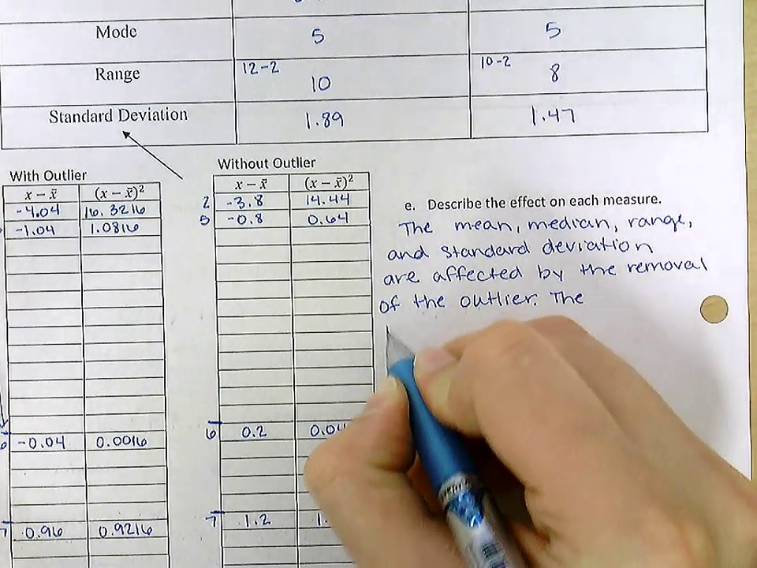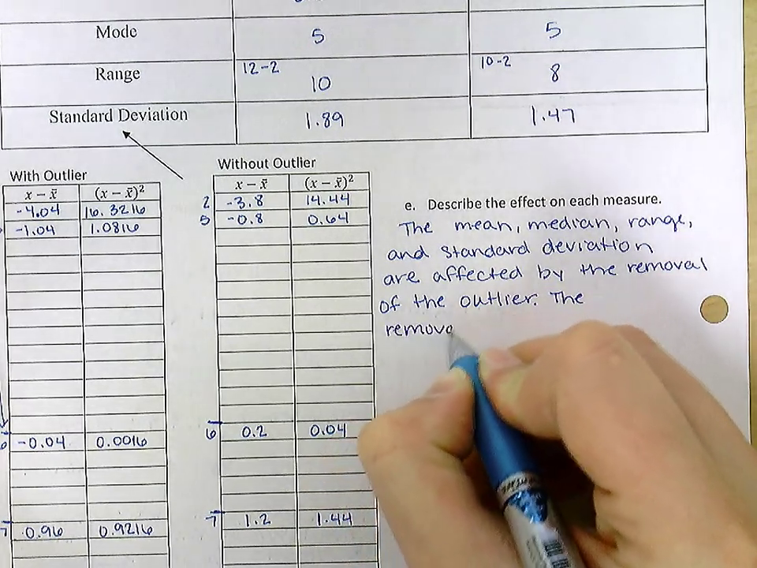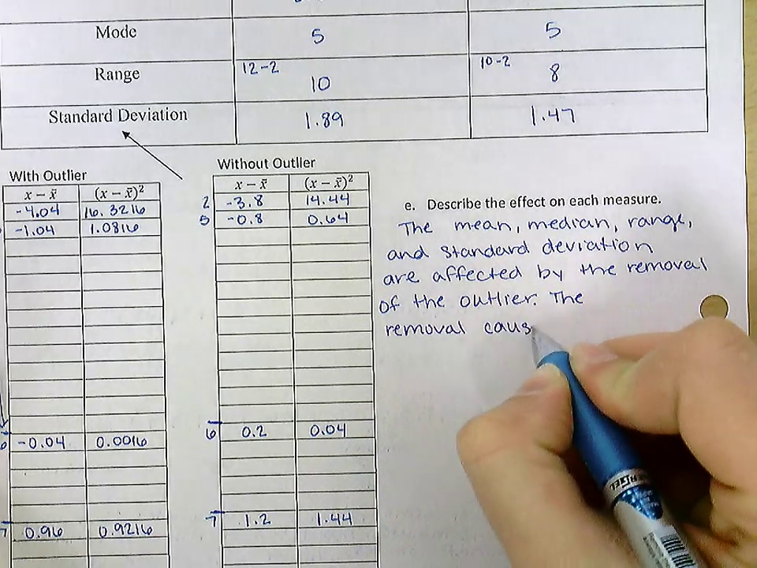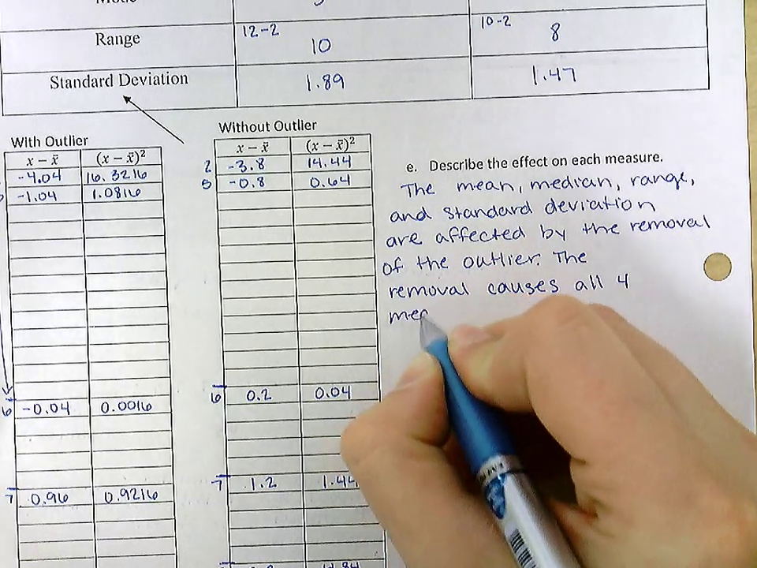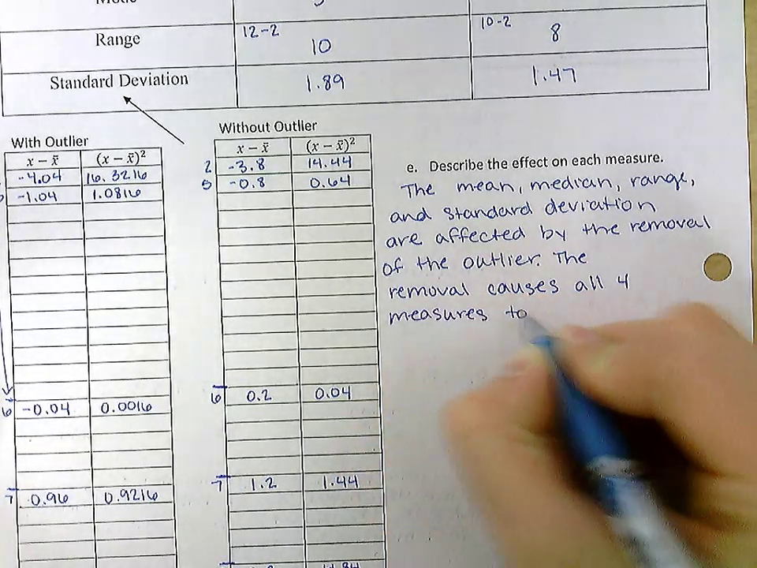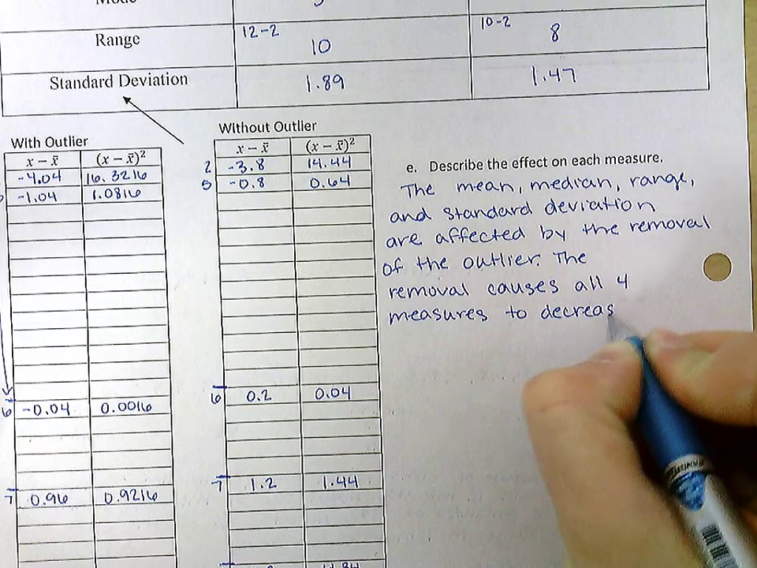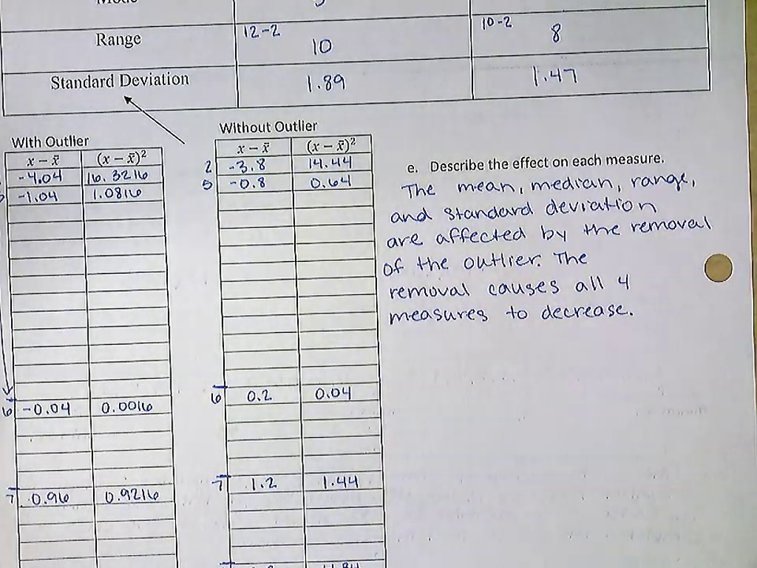The removal causes all four measures to decrease. Okay, so those ones are affected. Tell me how they're affected. They all decreased from when it was with the outlier. That's all it is.